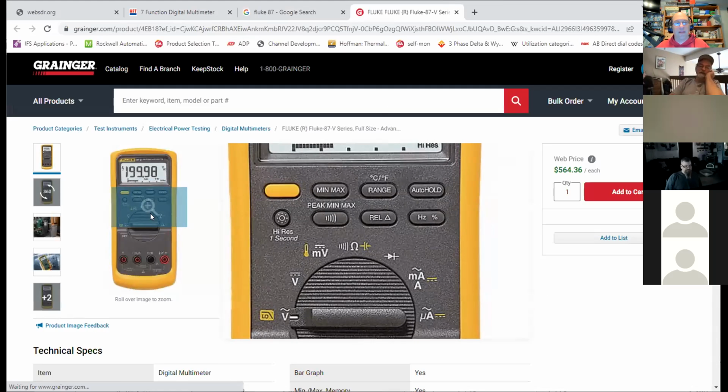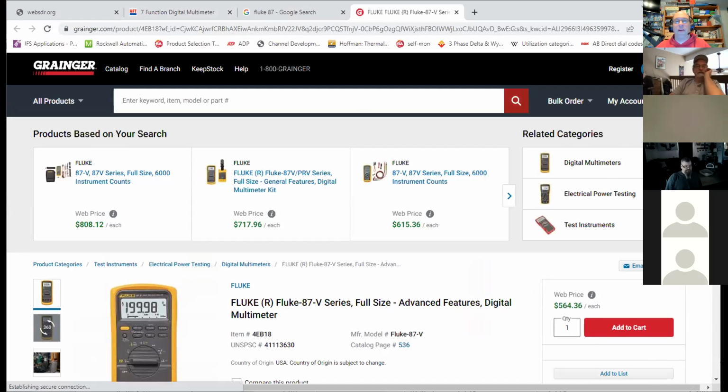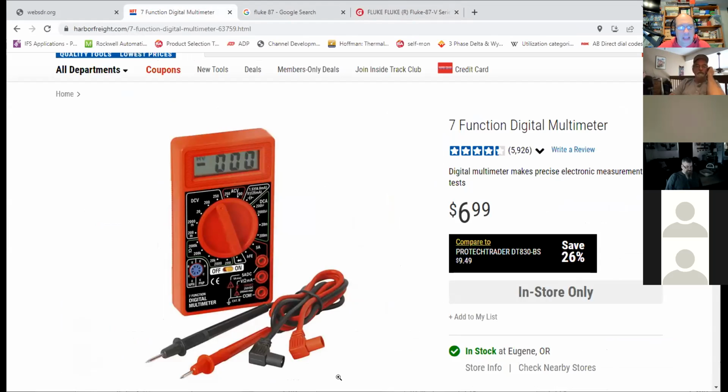The Fluke can measure higher voltage. Well, actually, you know what? If you look at this Harbor Freight meter, you will see that it says right here, DC volts, 250 volts, and under AC, it has a 250 volt rating.